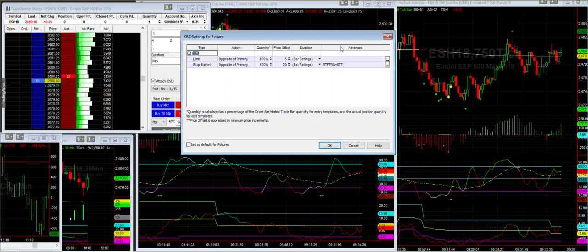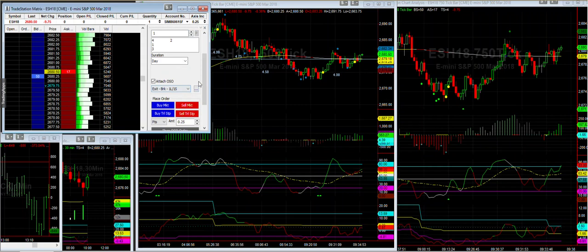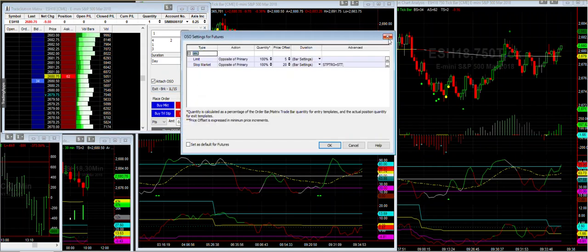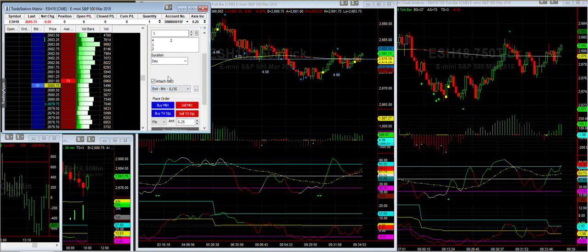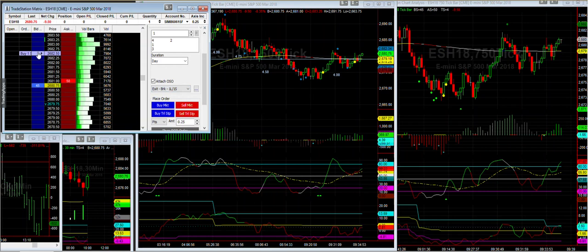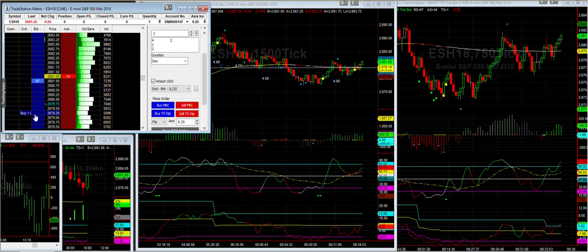And you can set it up any way you want. There's advanced to it as well, but it's pretty simple. It's what they call exit and bracket. Because what happens is you put your order in, and then those stops that you set will be above and below the order price that you set the order at, and that's bracketing your order.